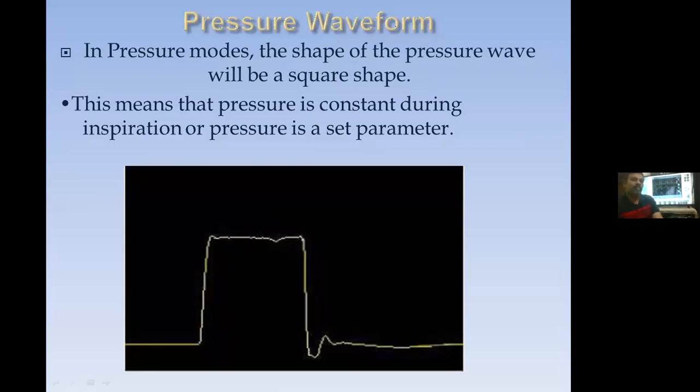This is the pressure waveform. In pressure modes, the shape of the pressure wave will be a square shape. What does it mean? It means the pressure is constant during inspiration, or the pressure is set as a parameter. Whether the patient is breathing as per the parameter or constant with the inspiration. These are the few points to remember.